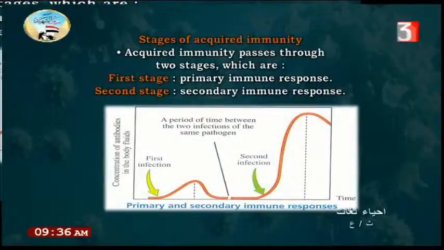What are the stages of acquired immunity? Acquired immunity passes through two stages. The first stage is known as the primary immune response, and the second stage is known as the secondary immune response. So there are two types of immune response to overcome these stages.